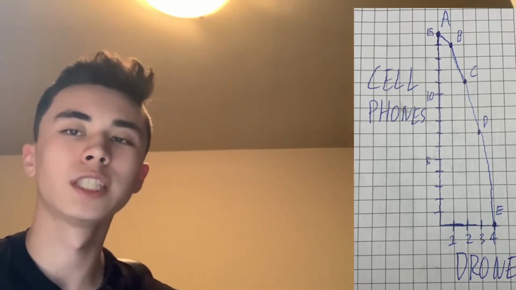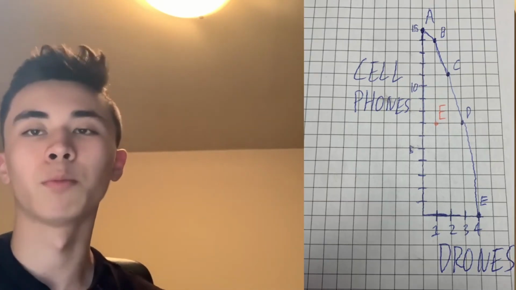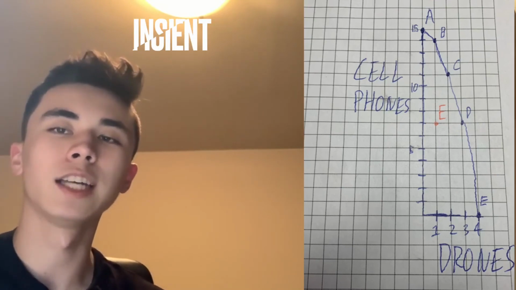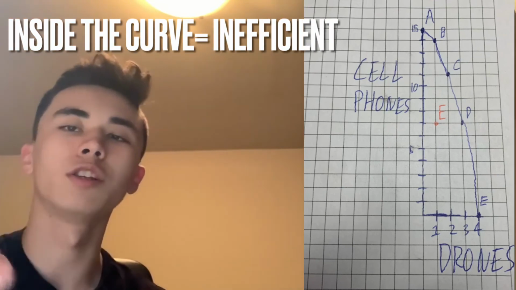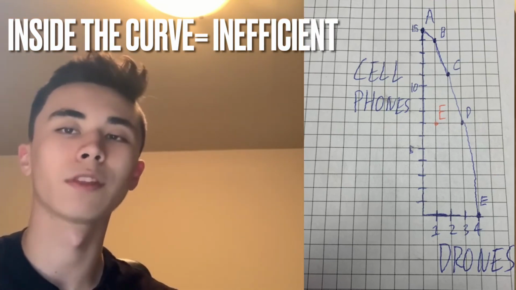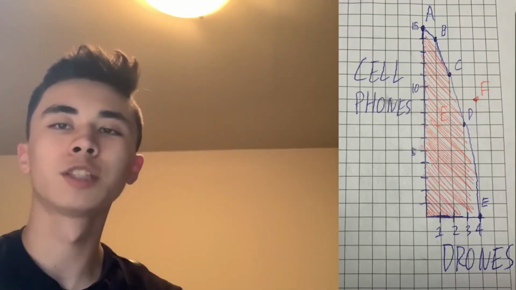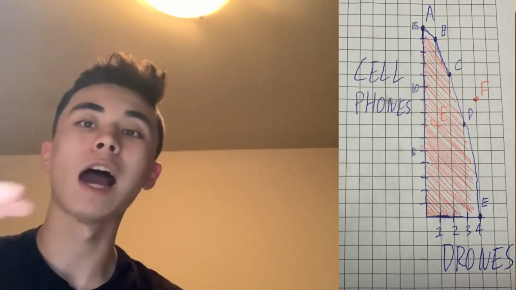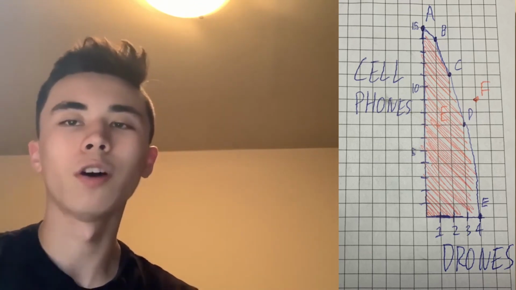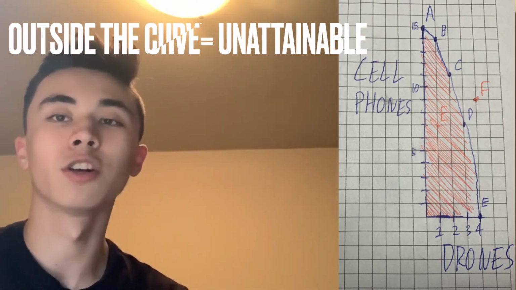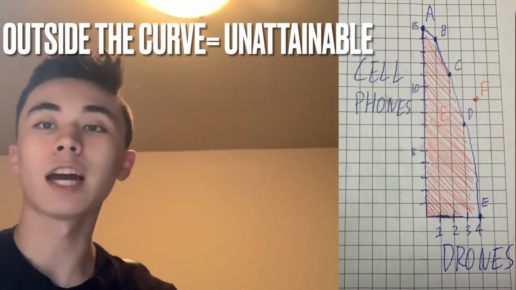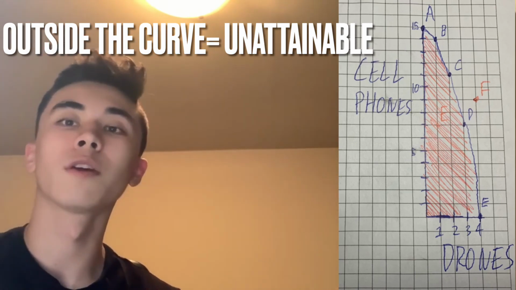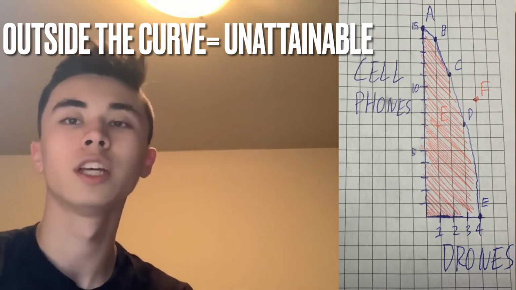What if they were producing inside of the curve? So, for example, point E in this case. Well, in that case, the company would be inefficient. They aren't using their resources to the maximum amount that they could be. Finally, what if the company is producing at point F, for example, outside of the curve? Well, that would actually be impossible, something called unattainable, which is that you can't actually attain that because you don't have enough resources to achieve those goals in the first place.